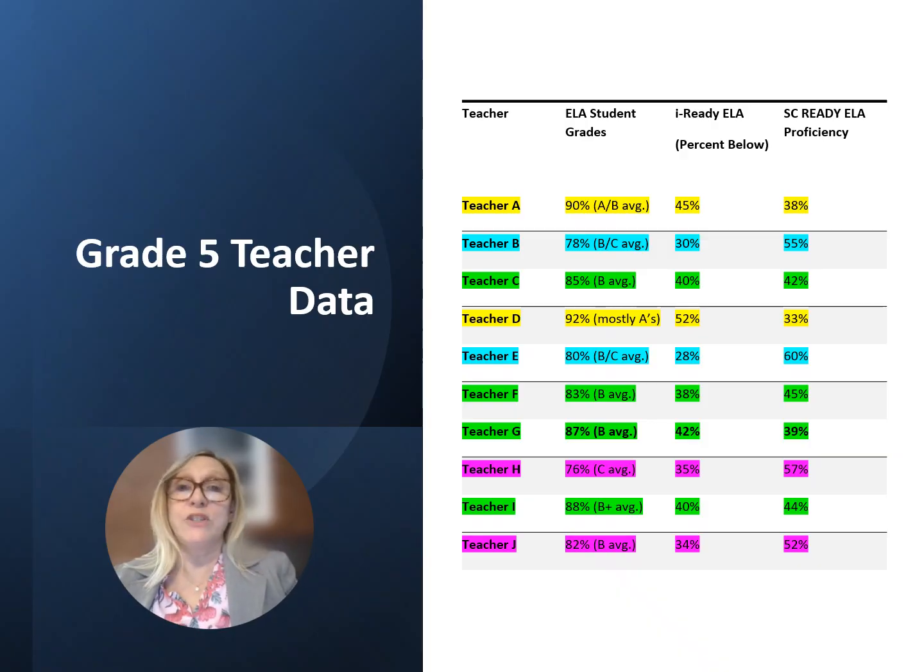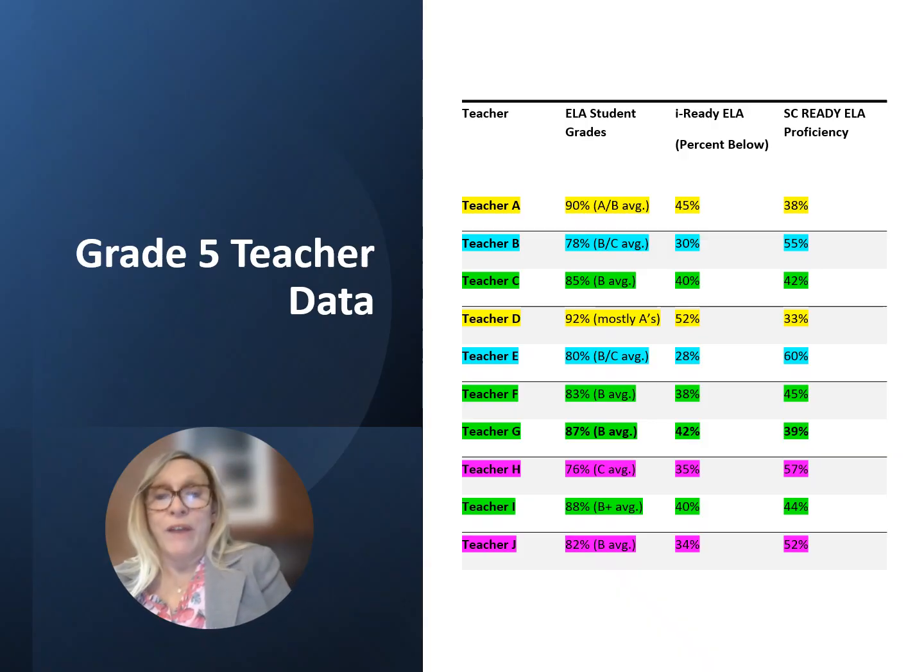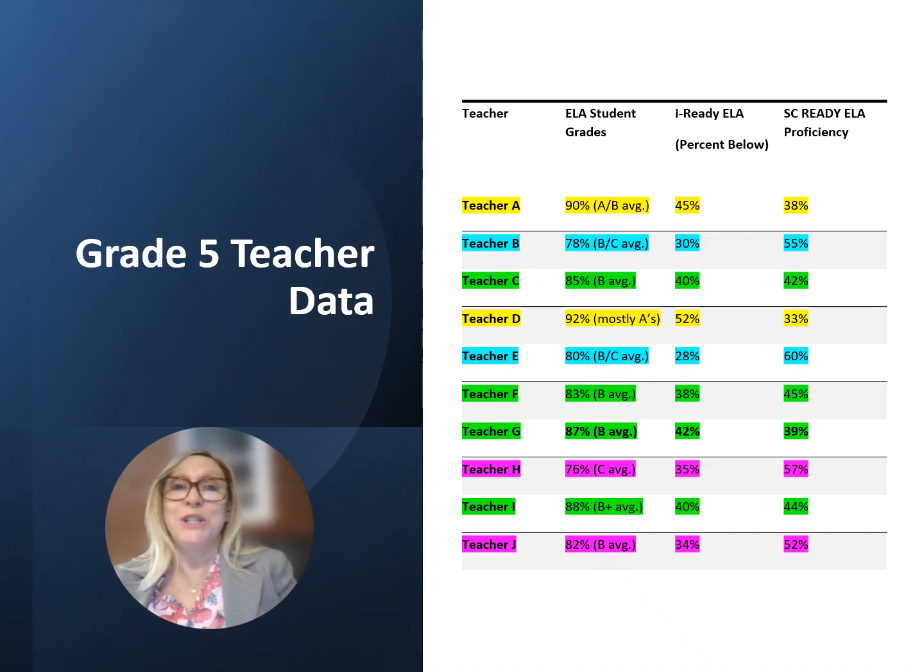However, if you look at Teacher A, only 45% of those students are at grade level proficiency with iReady. However, on the state assessment, only 38% of those students scored proficient. Same thing with Teacher D. 92% had all A's in the class. Unfortunately, 52% of those students are not on grade level based on iReady, and only 33% of those students met proficiency on the state assessment.